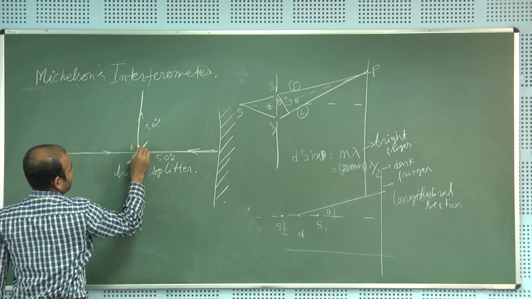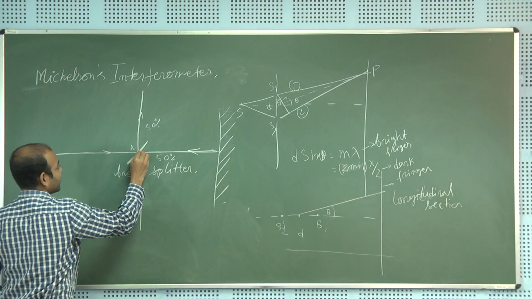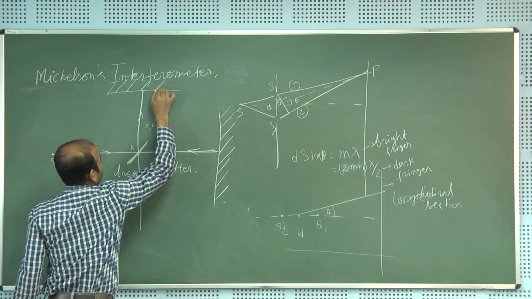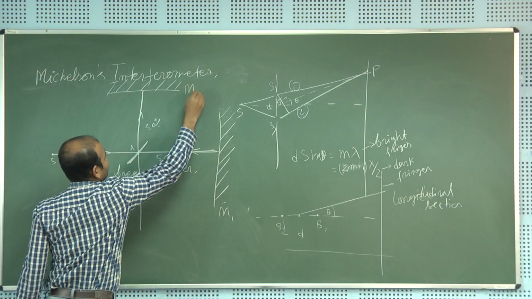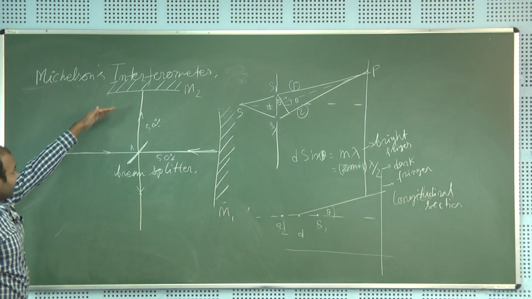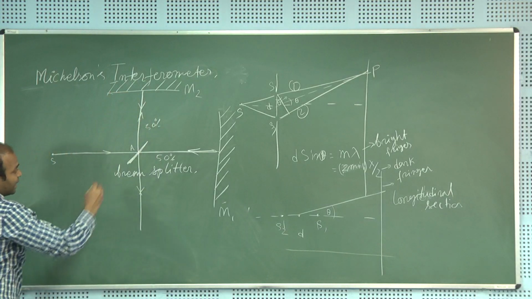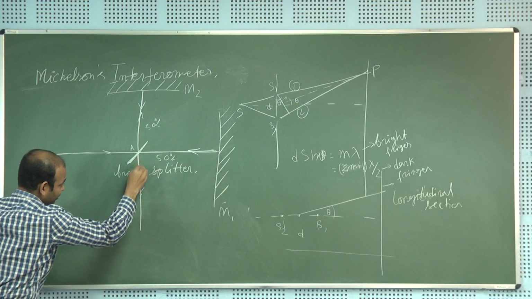And now, let us consider the other path where the light ray has taken this path and got reflected, and then we place a mirror here. Let us call this one M1 and this one M2, and the effect of this mirror would be that there would be another reflection, and this reflected light will again get transmitted back.